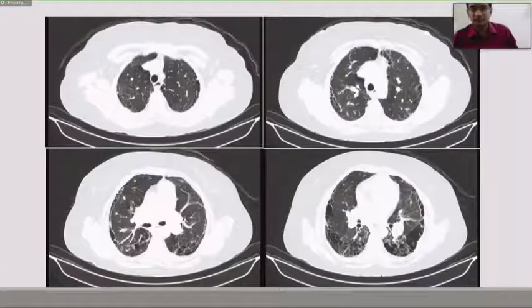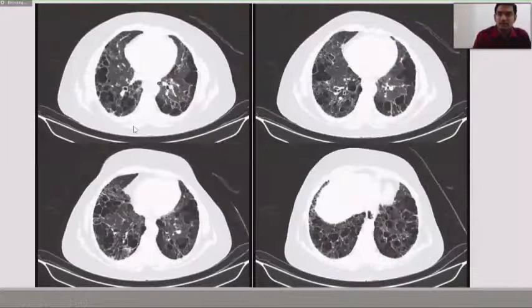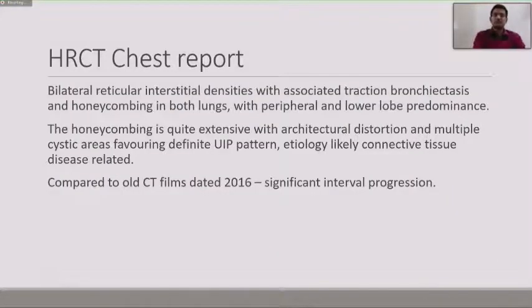There was a definite apicobasal gradient of disease, and the upper lobes were fairly spared, but there was lower lobe and basal predominant honeycombing. And the honeycombing, as you can see, was quite florid, giving rise to these cystic changes, a lot of irregular cystic opacities. Our radiologist reported it as bilateral reticular opacities with traction bronchiectasis and honeycombing. And the honeycombing, he remarked, was quite extensive, and it was florid with several cystic areas, favoring a UIP pattern.